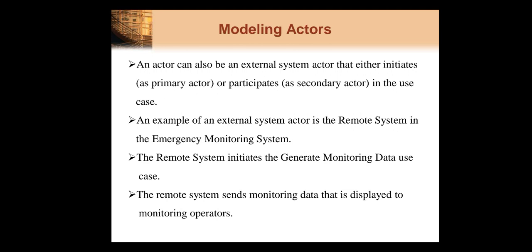Here what we are saying is, an actor can be a human being, an external system, or hardware. Take the example of a human being: who is the actor for the external real time system? We can say the monitoring operator is the human being. For the ATM system, the customer is the human being. Now we understood how an external system works as an actor for another system.